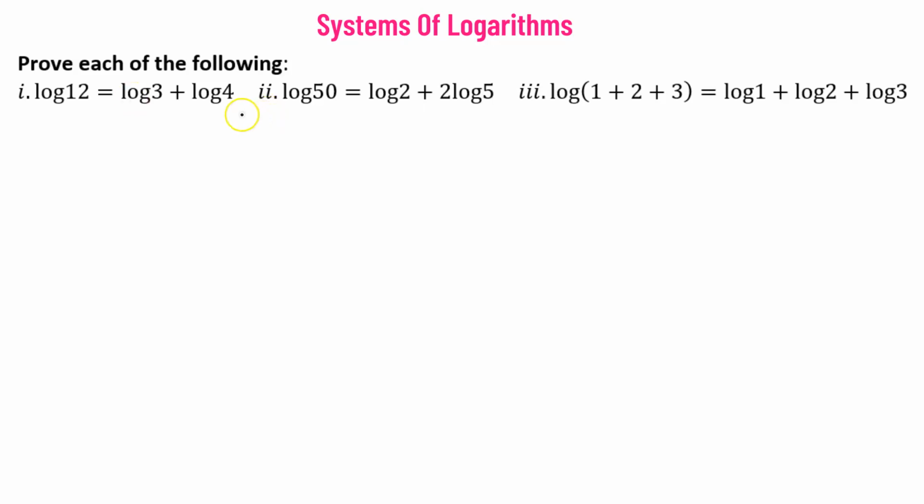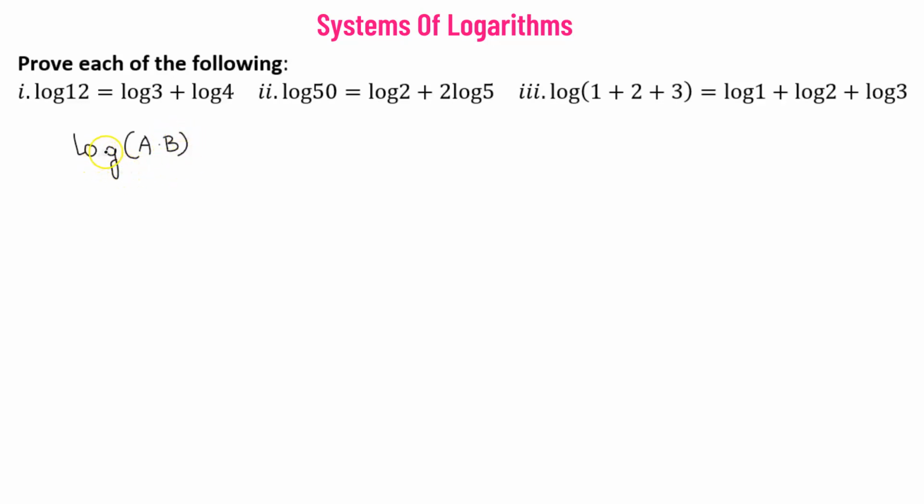Here we have 3 problems. We need to prove each of them. Now, all the 3 problems require one property. That is, we have logarithm of, let's say, 2 numbers, a and b.